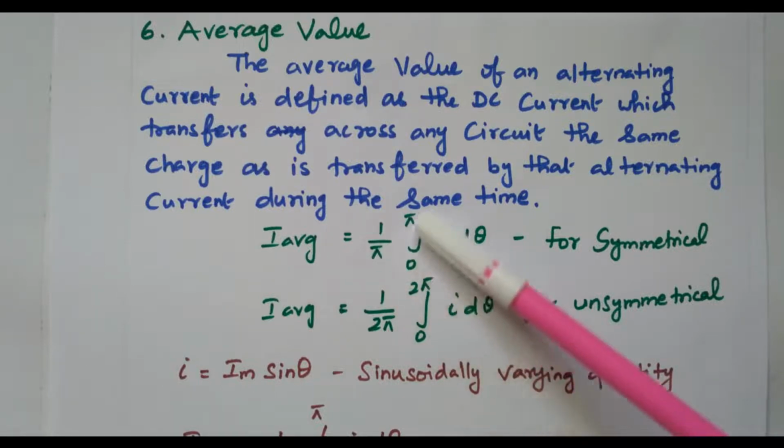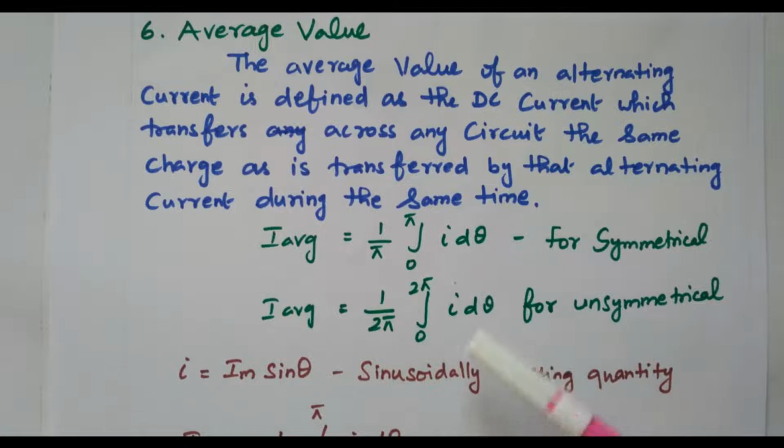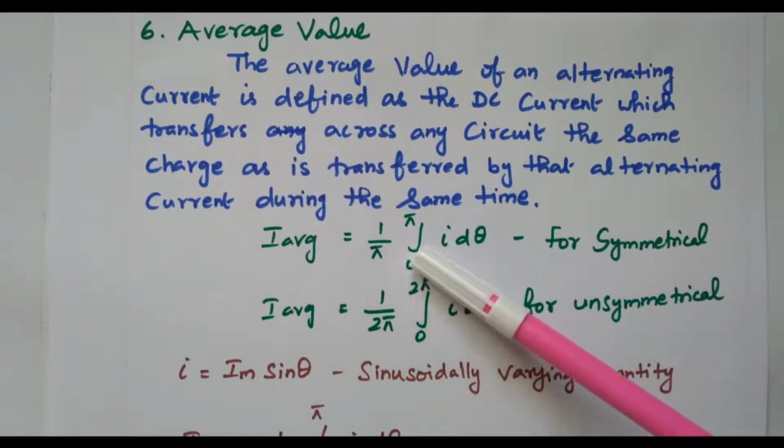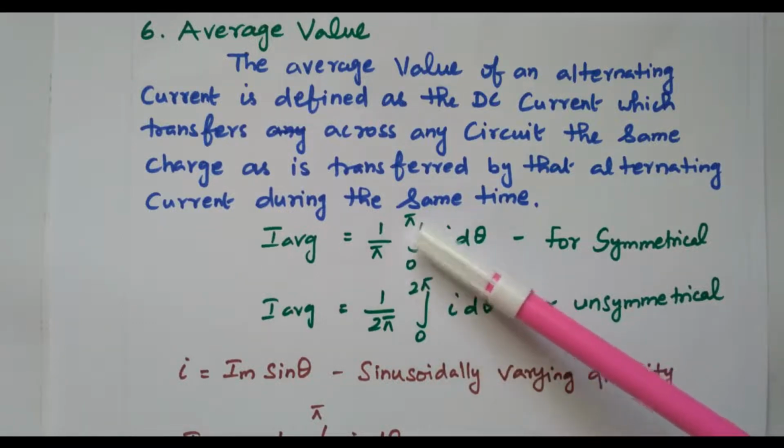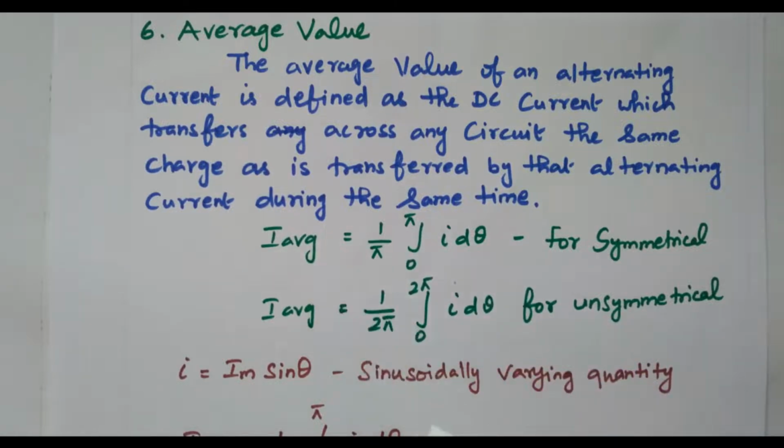The limit also is 0 to pi, I into d theta. So this is nothing but taking the average from 0 to pi; each and every value we integrate, so that we will get the average. In general, average means I1 plus I2 plus I3 up to In divided by n. Like that here we are doing integration, so that we will get the average value. So a symmetrical waveform means the positive half cycle and negative half cycle are equal. So we can take only one positive half cycle, no need to take the full cycle. So it is 1 by pi, 0 to pi, I d theta.